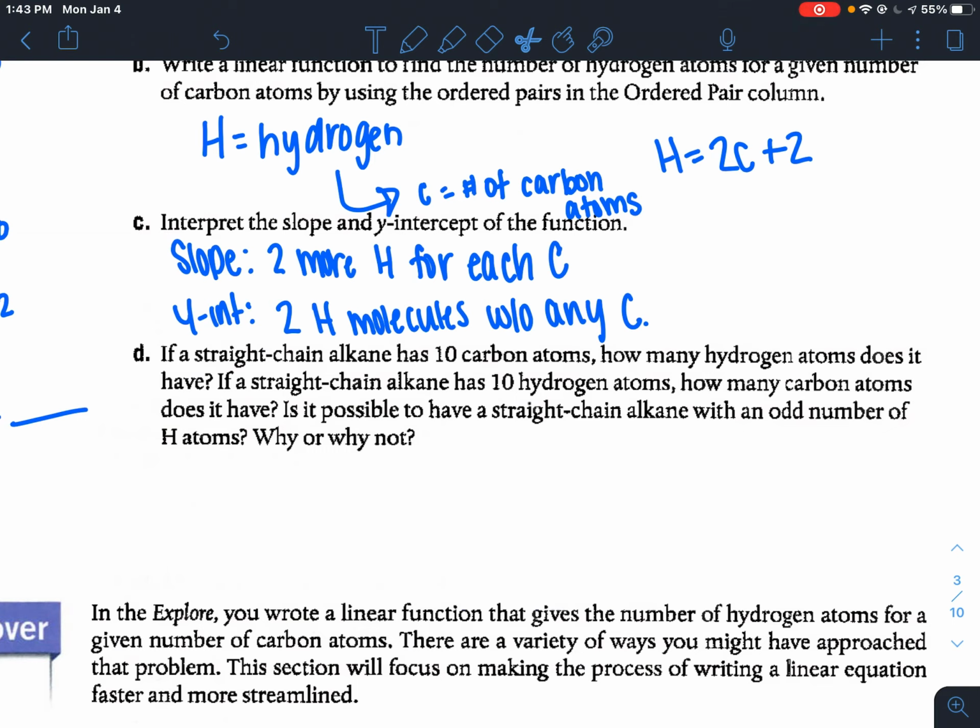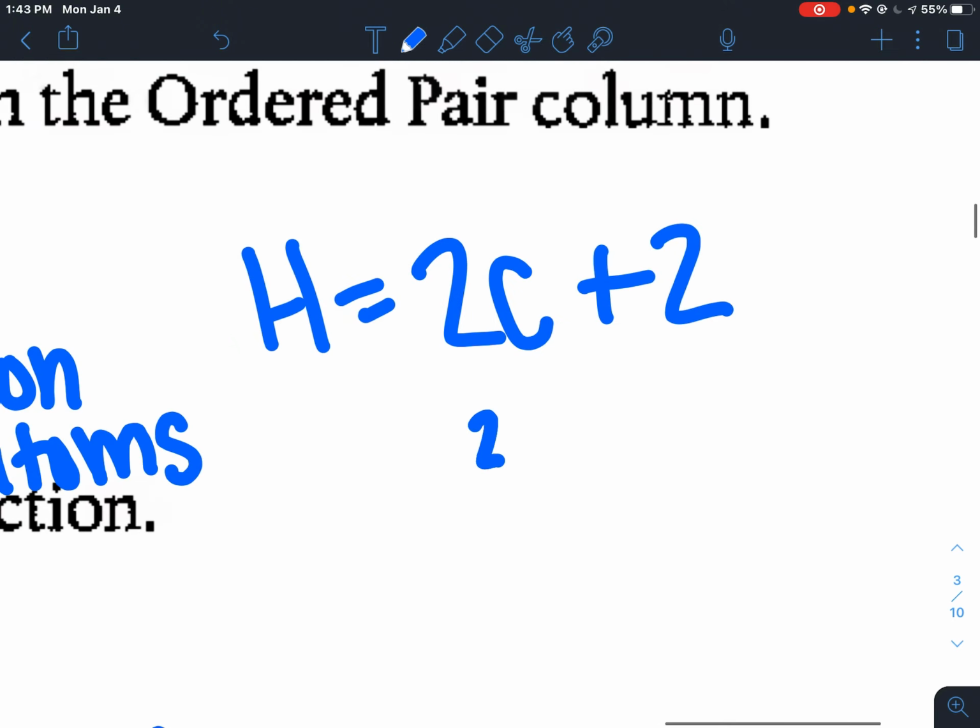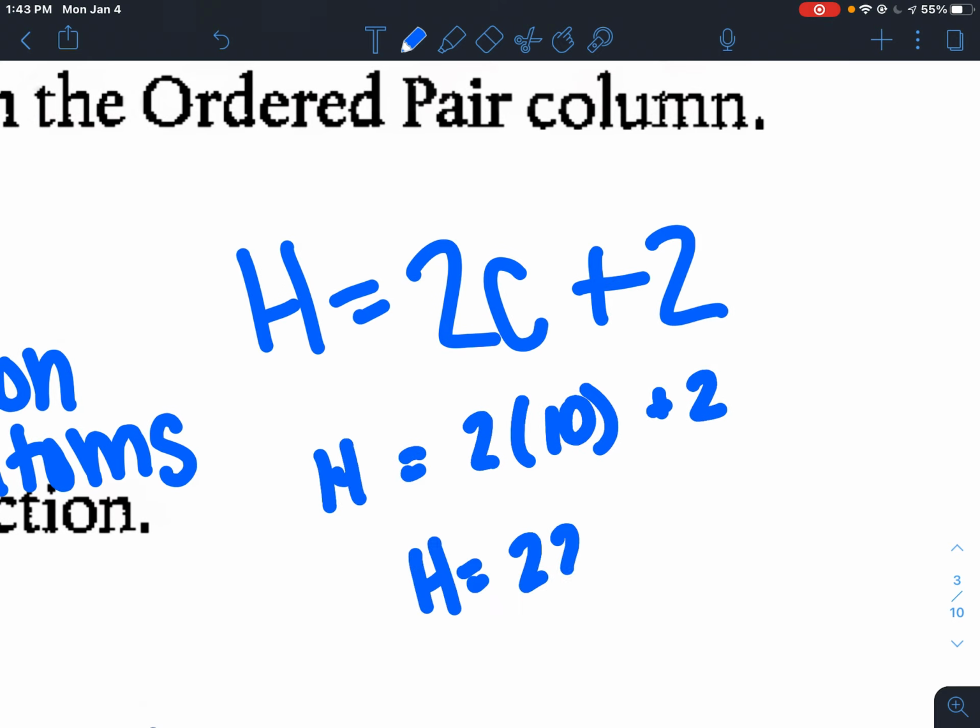Question D: if a straight chain alkane has 10 carbon atoms, how many hydrogen atoms does it have? If a straight chain alkane has 10 hydrogen atoms, how many carbon atoms does it have? Is it possible to have a straight chain alkane with an odd number of hydrogen atoms? Why or why not? Okay, so for this first one, if I had 10 carbon atoms, I'll use this formula here. 2 times 10 plus 2 equals my H, so H would be 22.